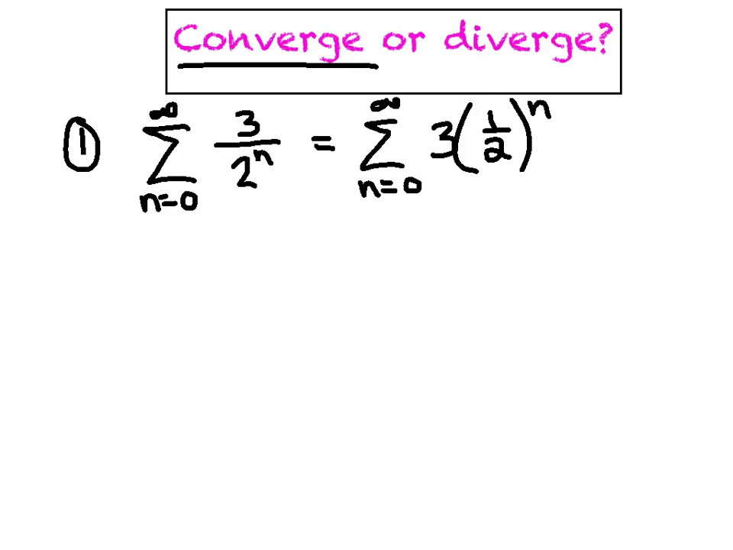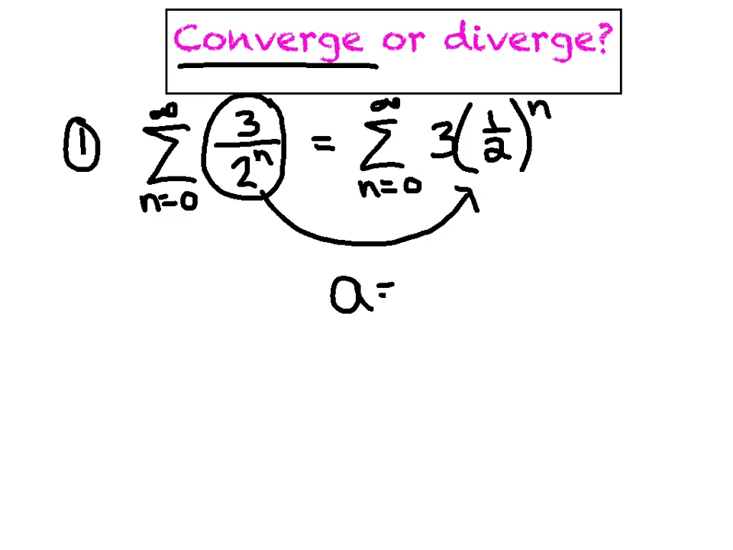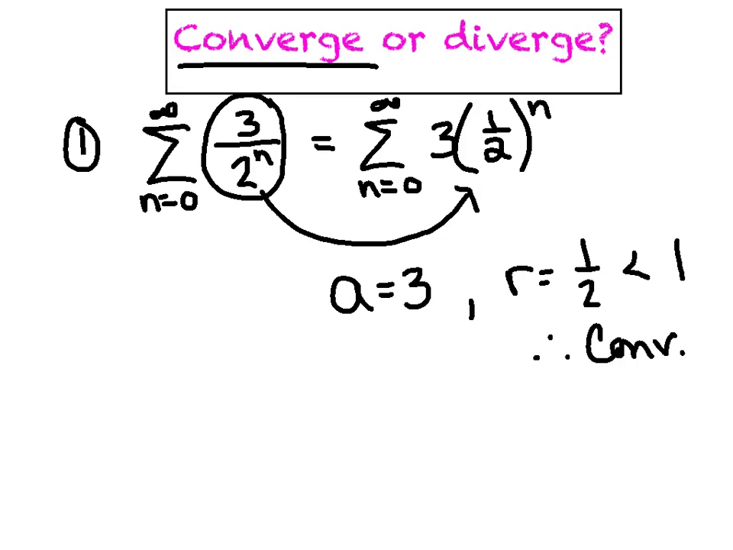I want you to hopefully take time. If you don't believe me, hit the pause button and verify that this expression is equivalent to the one that I rewrote it as, okay? Once you get it rewritten, it's easier to identify that my A is 3, but more importantly, my R value is 1/2. And because that R value is less than 1, we could say that this rascal definitely converges, okay?